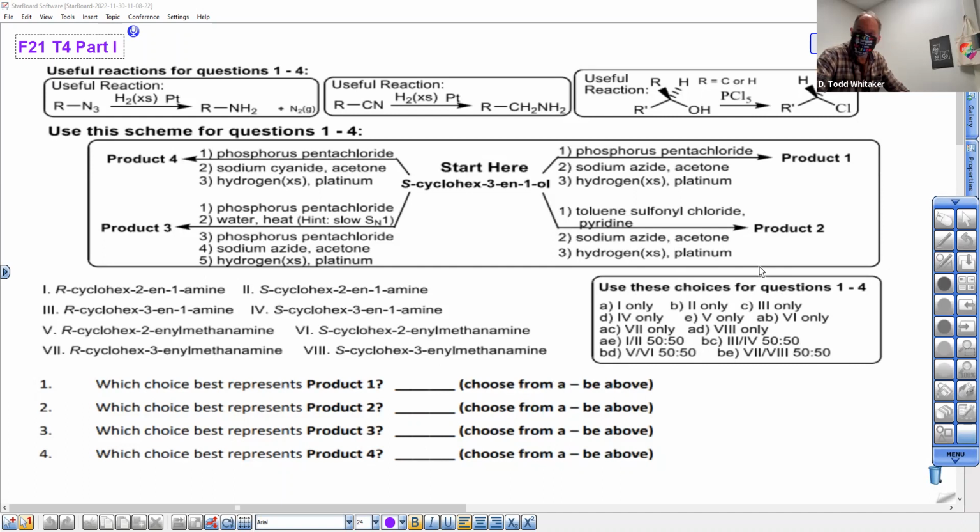Make sure you sign in the sign-in sheet when you're coming in. It's floating around.